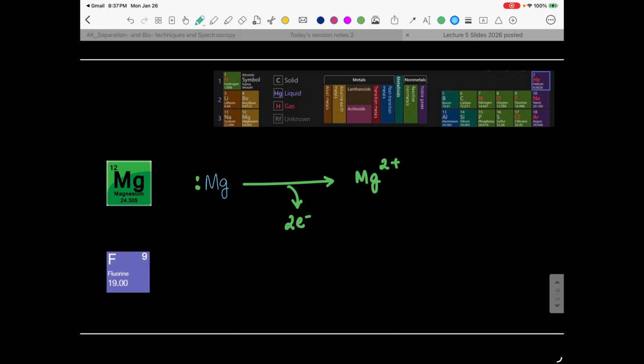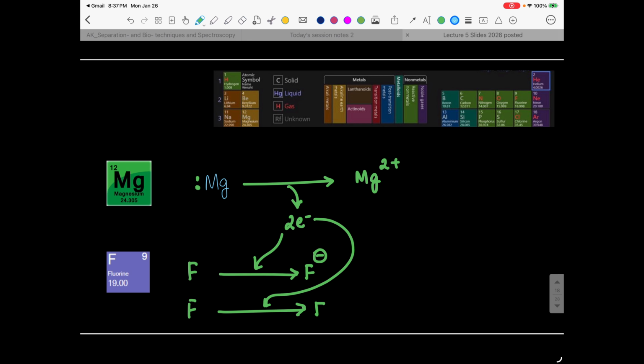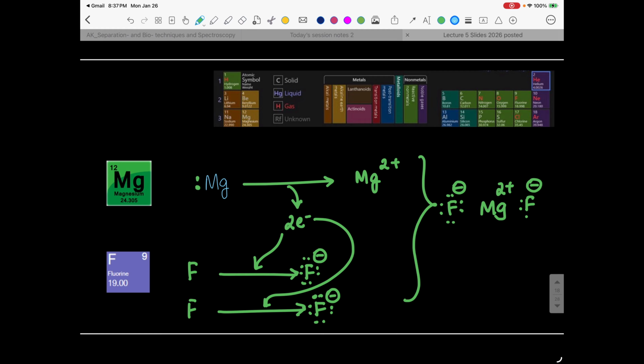Now fluorine, on the other hand, wants only 1 electron. So 1 electron will go to this fluorine, and another fluorine will pick up the second electron right here, and that will become fluorine again. So when these two interact, we'll have magnesium, which has got 2 plus, and we'll have one fluorine on one side, the other fluorine on the other side. So fluorine has got 8 electrons right here. So you can show the 8 electrons around each of those fluorines.